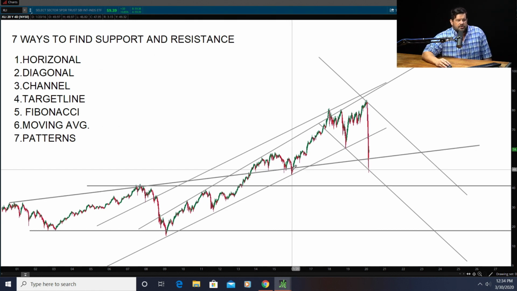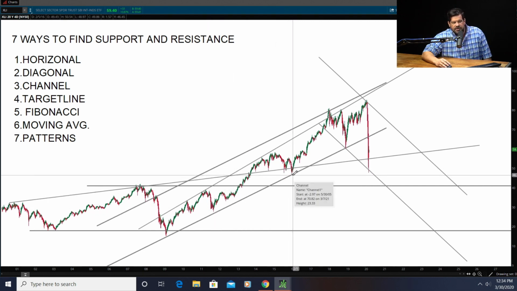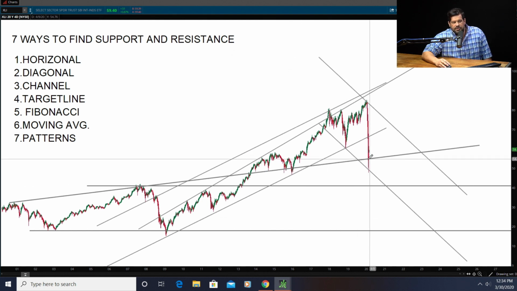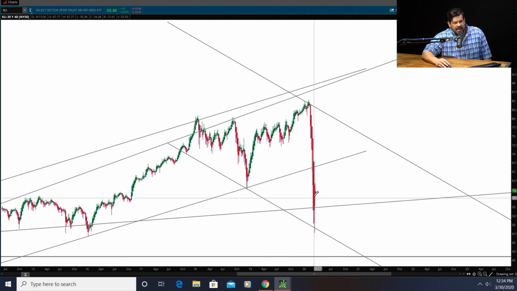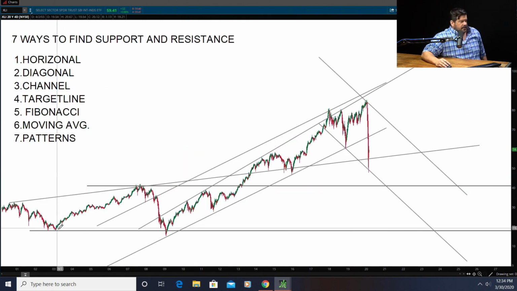And then you come in, you find support, right? So you see this candlestick right here, hits, bounces off. This candlestick here, hits, bounces off. This candlestick breaks through, comes down to this other line of support, which was the diagonal channel. And then here you can see that price is above this diagonal trend line right now. And so these work really well.